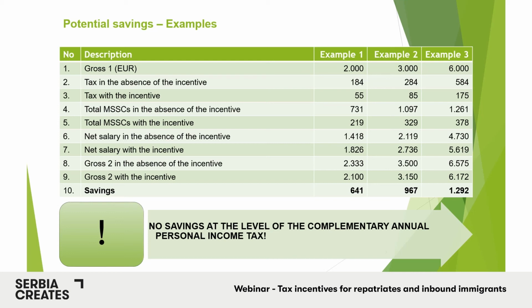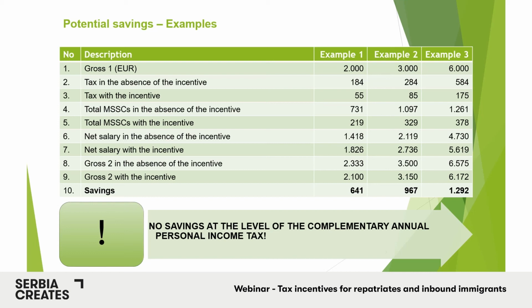If you provide your employee with a gross salary of 3,000 euros, the net salary of this employee would be 2,119 euros, and the total cost which you would bear for this salary would be 3,500 euros. With the incentive at the same gross of 3,000, the net salary of the employee rises to 2,736 euros, while your total cost drops to 50. Our monthly savings in this example is close to 1,000 euros, so close to 12,000 euros per annum.